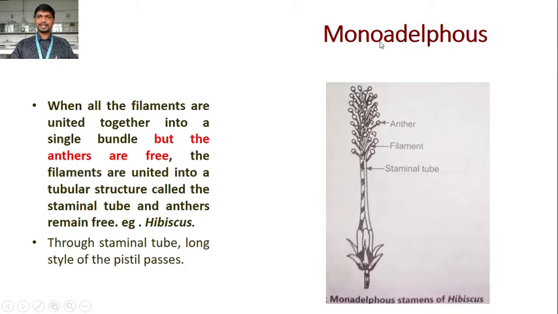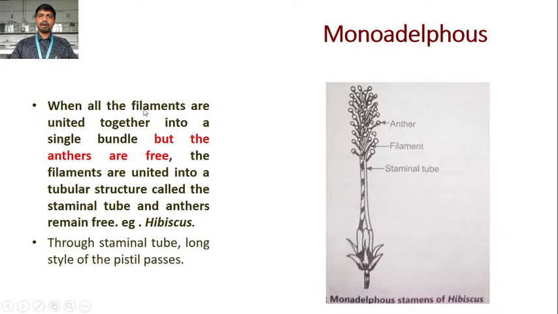Mono means single. Adelphi is where the filaments are united, but the anther is free. That condition we call the adelphous condition. In adelphi there are three more types: monoadelphous, diadelphous and polyadelphous. The first one we are going to study is the monoadelphous.